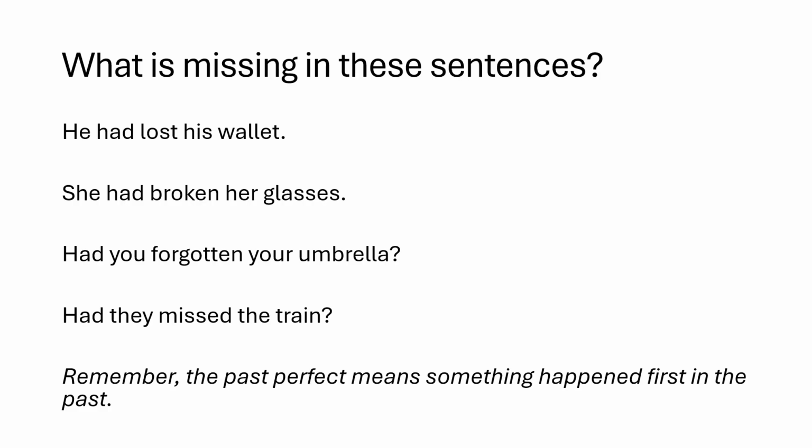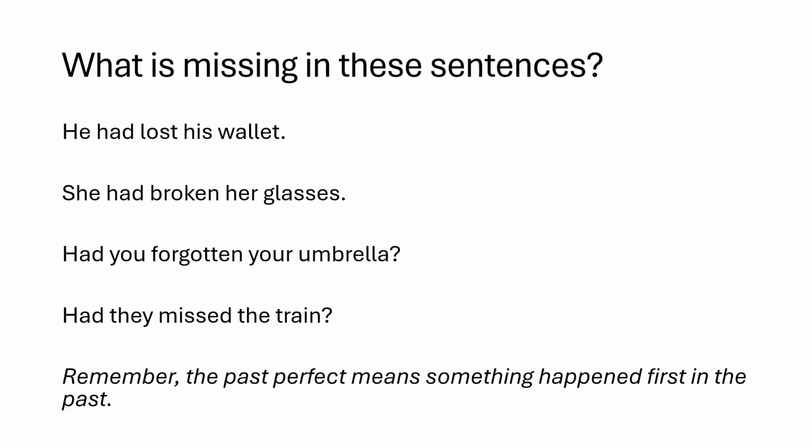Listen to these sentences. What is missing? He had lost his wallet. She had broken her glasses. Had you forgotten your umbrella? Had they missed the train? You might notice that the second action is missing in these sentences. That's because the second action is implied.